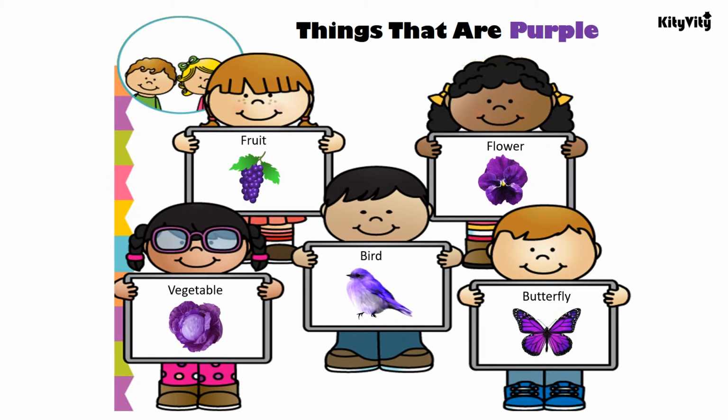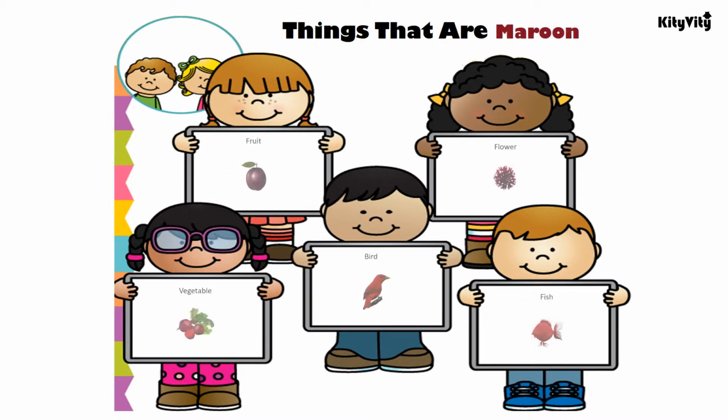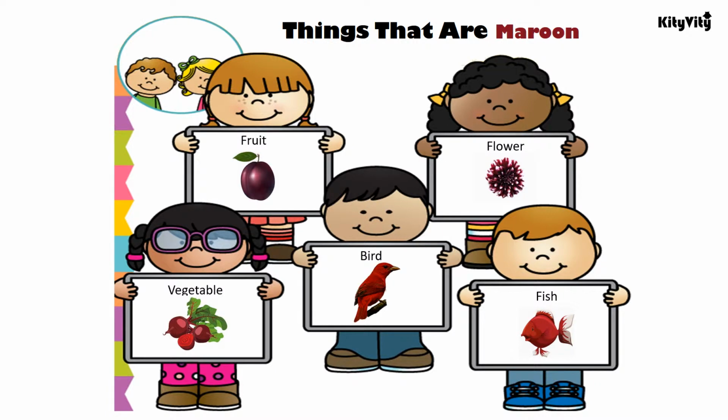Things that are purple. Purple fruit. Purple flower. Purple vegetable. Purple bird. Purple butterfly. Things that are maroon. Maroon fruit. Maroon flower. Maroon vegetable. Maroon bird. Maroon fish.